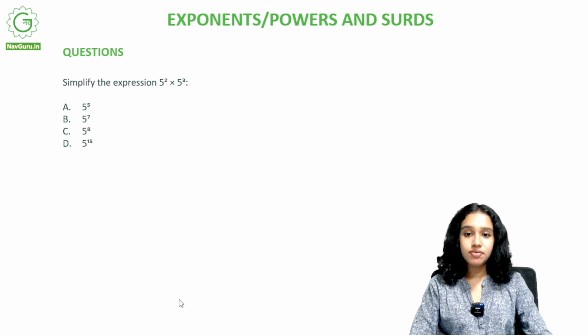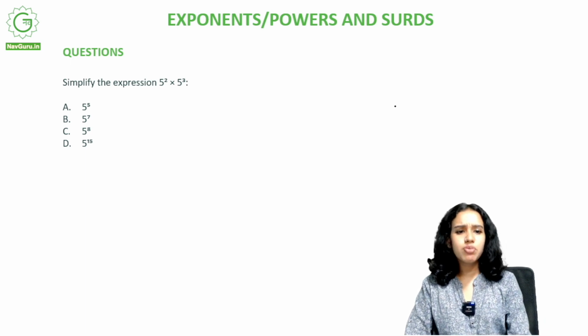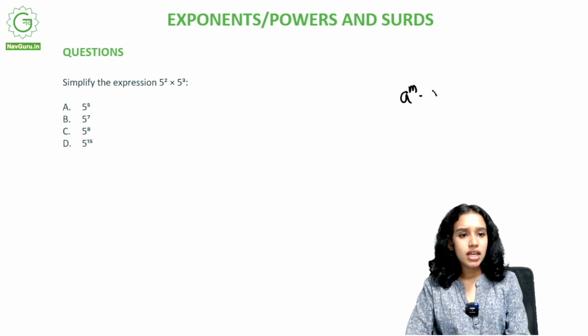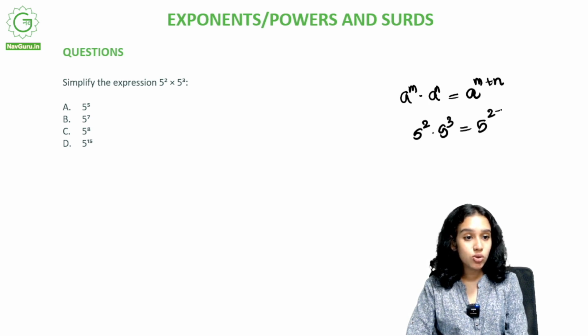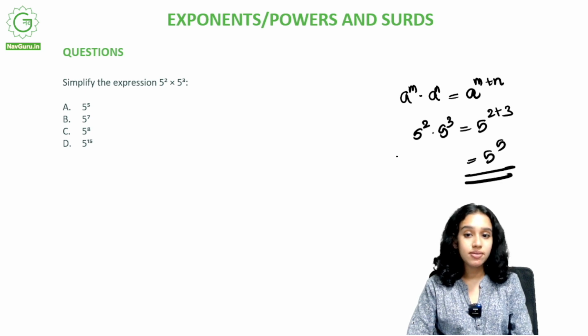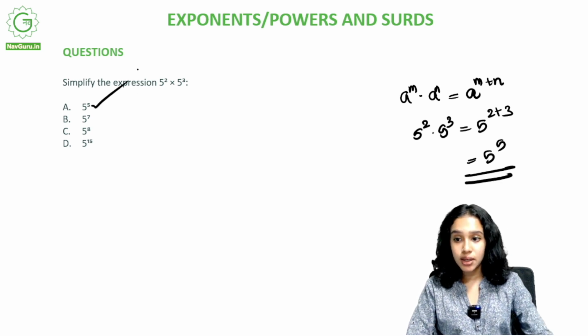Now moving on. Simplify the expression 5 raised to 2 into 5 raised to 3. So again, very simple question. a raised to m into a raised to n is equal to a raised to m plus n. So 5 raised to 2 into 5 raised to 3 equals 5 raised to 2 plus 3, which is equal to 5 raised to 5. We got the answer here.